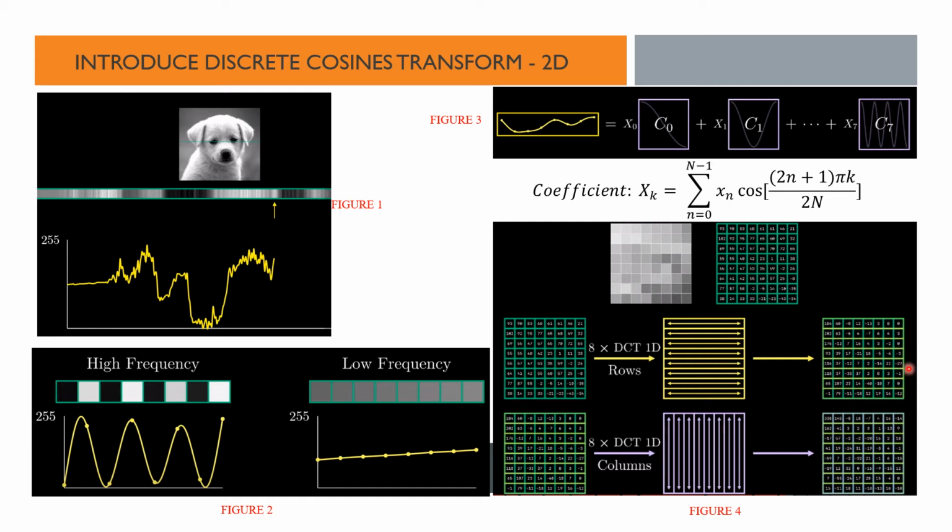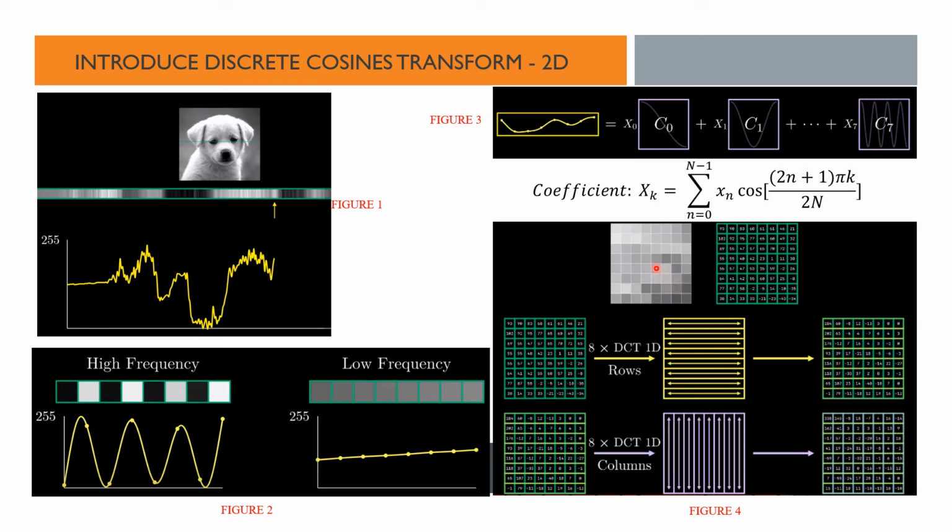In the first result, this is the first coefficient. It will be a matrix of 64, and we take this first coefficient and do another discrete cosine transform, but this time we do it by column, meaning column by column. The final result will be a matrix of 64 coefficients.